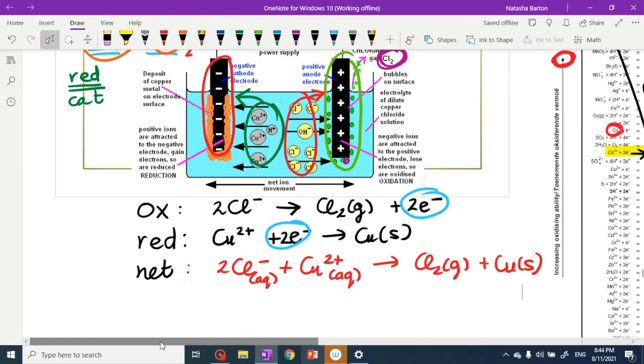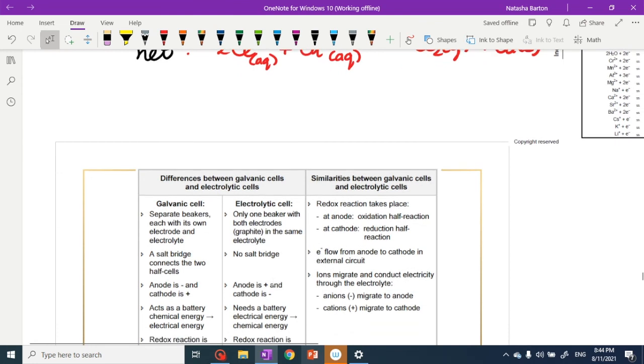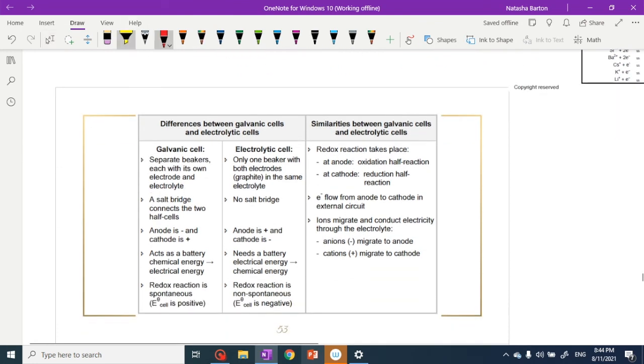Ladies and gentlemen, we've reached the end of this video. I want you to please go and take a look at the differences and similarities between your galvanic cell and electrolytic cell on your own. These are very important differences. This table is very important. Something that is, however, missing from the table is that in the galvanic cell, we have an exothermic reaction, while in your electrolytic cell, we have an endothermic reaction.